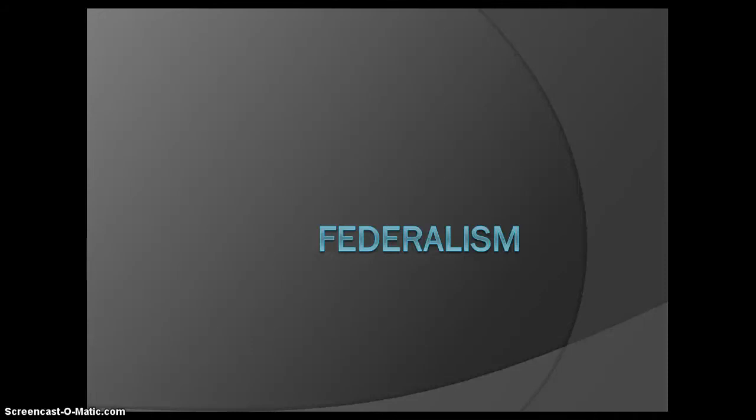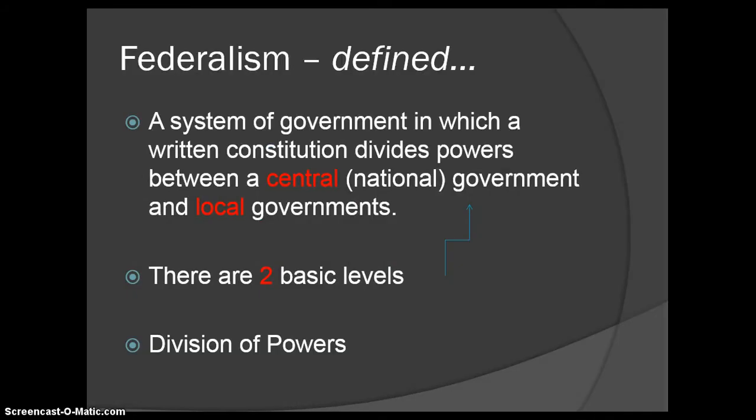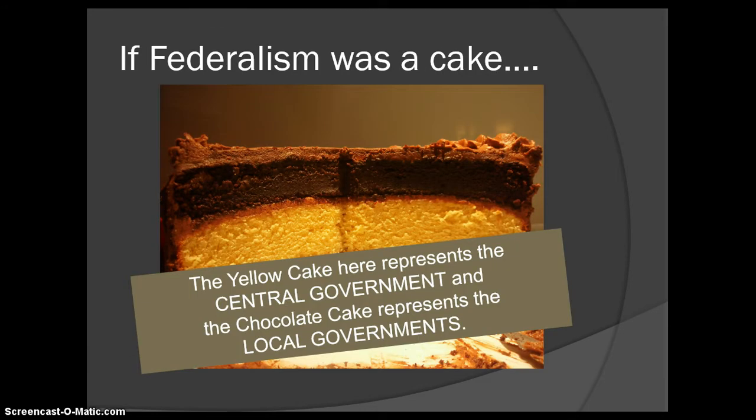Lesson 3, Federalism. Federalism is an interesting concept to talk about because for some it can be a little bit confusing. Federalism is a system of government in which power is divided between two levels, a central or national government and local governments. For our model of the United States, there are two basic levels or divisions of power.